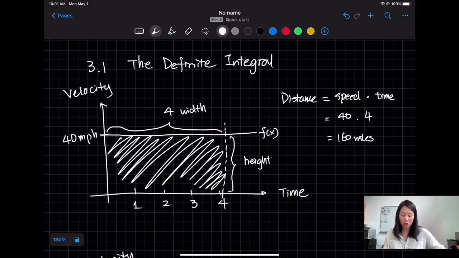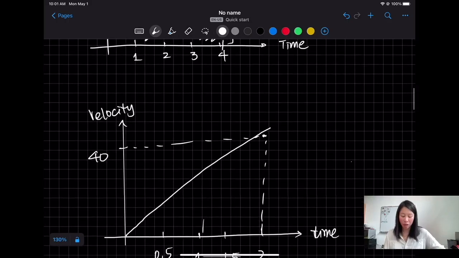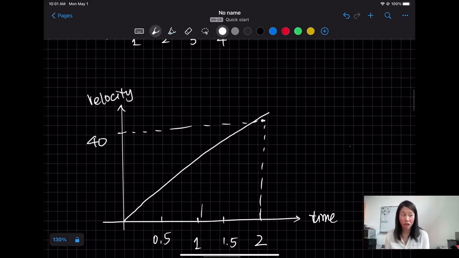Okay, so here is another example. Suppose that the car travels so that its speed increases steadily from 0 to 40 miles per hour for 2 hours. How far has this car gone?